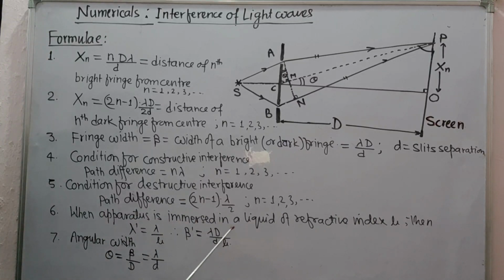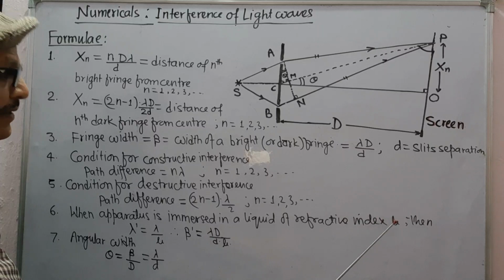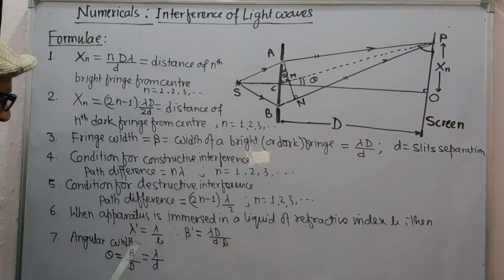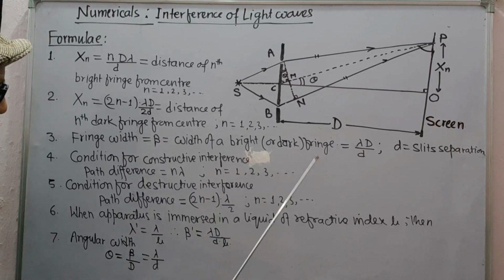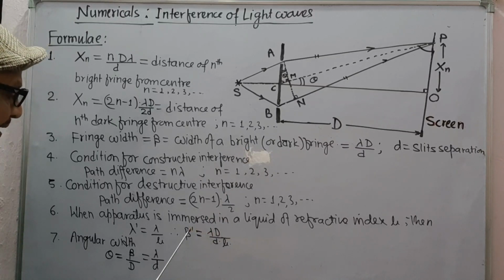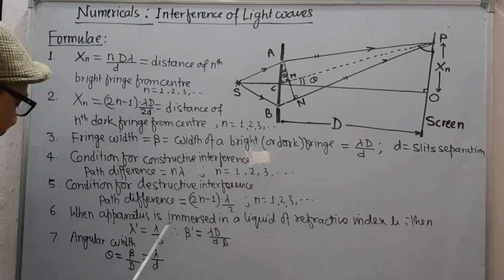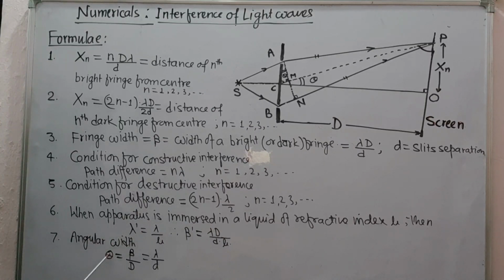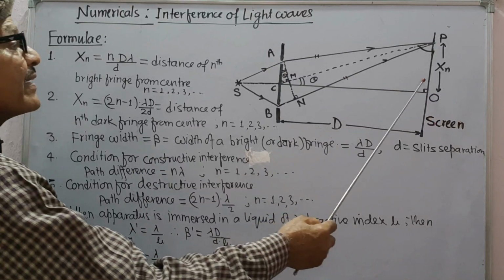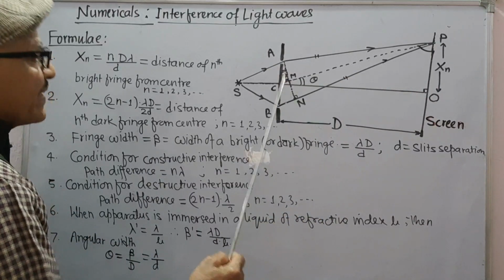When the apparatus is immersed in a liquid of refractive index mu, the wavelength becomes lambda upon mu. Therefore, the fringe width becomes beta dash is equal to lambda D upon mu into d. Angular width theta is equal to beta upon D, which is equal to lambda upon small d, the angle made by the central bright fringe at the slits.